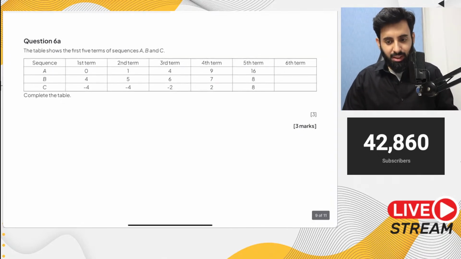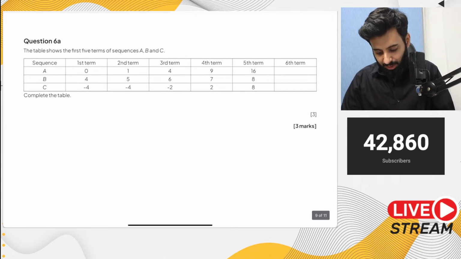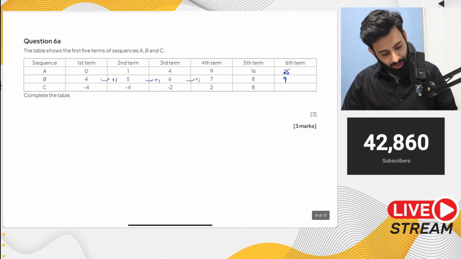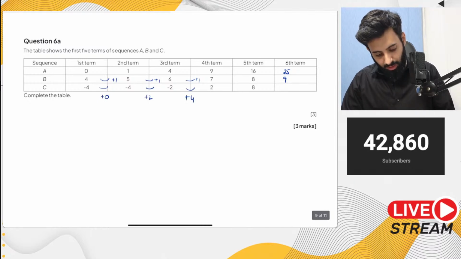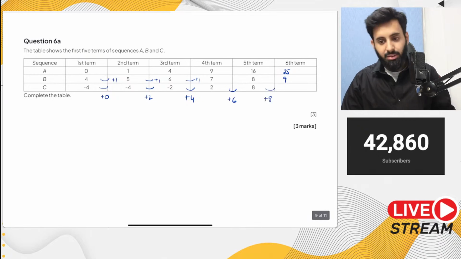25, 9, 16. Yeah, that's correct. So the 6th term is going to be 25. And then let's see what we have here. Plus 1, plus 1, plus 1. So yeah, that's 9. And let's see what we have over here. Plus 0, plus 2, plus 4, plus 6, and now plus 8, which is equal to what? Which is equal to 16. Good job.